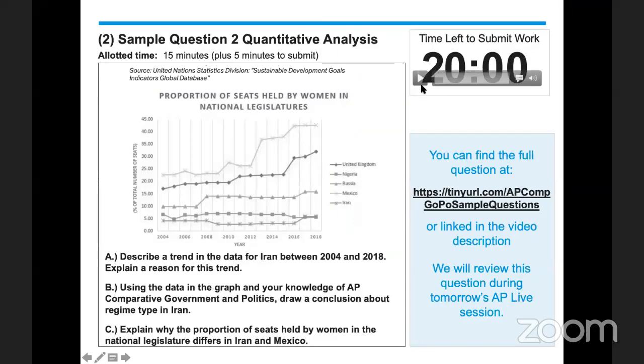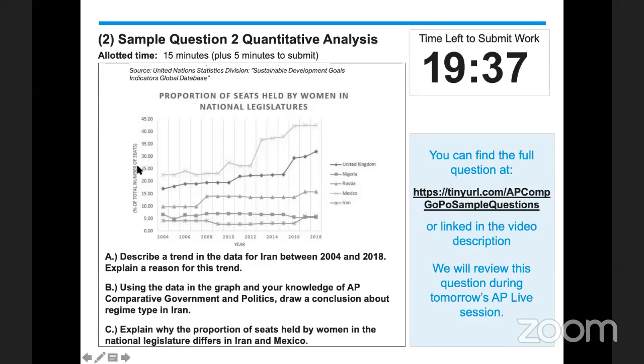All right, and I'll read through this. If you need a bigger screen, go to the tiny URL at the right. So you can go in here. Here we go. Title: proportion of seats held by women in national legislatures. I would use that title. Mrs. Bailey gave you that tip yesterday. Use that title.